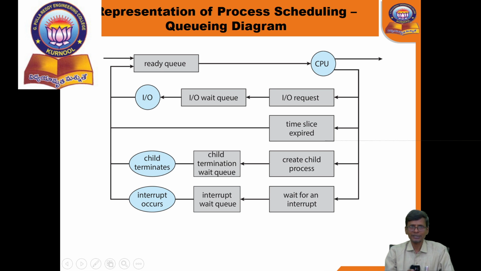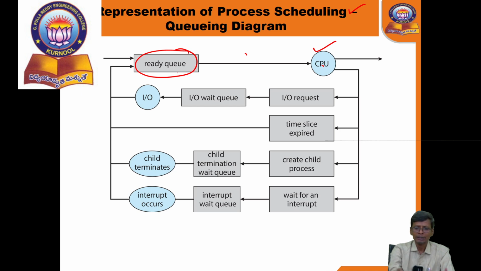So this is the representation of process scheduling. We can call this diagram a queuing diagram. Initially, all the processes are present in the ready queue because they are ready to execute. If multiple processes are ready to execute, then with the help of process scheduling, one process will be selected, and the CPU will be allocated to that selected process. Once the CPU is allocated, the process can start the execution.